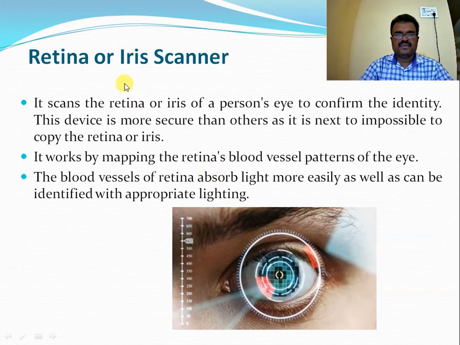So next one, retina or iris scanner. A retina or iris scanner scans the retina or iris of a person's eye to confirm the identity. This device is more secure than others as it is next to impossible to copy the retina or iris. The iris scanner works by mapping the retina's blood vessel patterns of the eye. The blood vessels of the retina absorb light more easily and can be identified with appropriate lighting. So blood vessels in the eye can be read by this scanner so that we can identify the person easily.